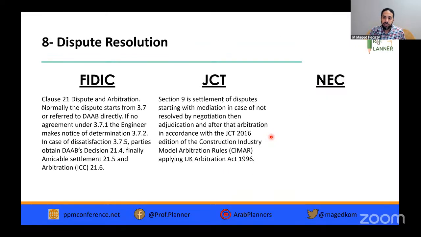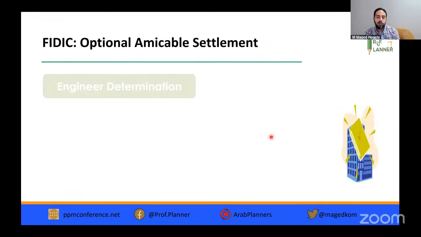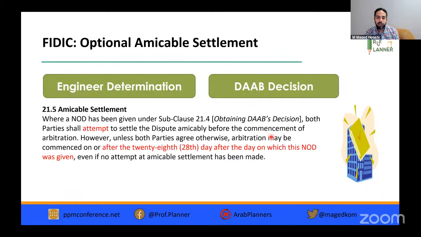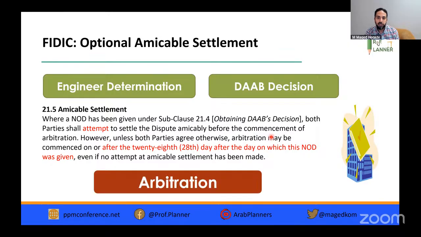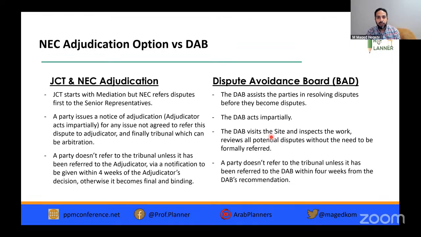Then the dispute resolution, the stages or steps of the dispute resolution procedure, how we go to ADR, to arbitration, or litigation in some cases. Here are the options in FIDIC: after the satisfaction and engineer determination, we have a dispute crystallized. Then we go to the DAB decision, amicable settlement, and arbitration. The adjudication and DAB in NEC, and also some comparison with the GCT as well.